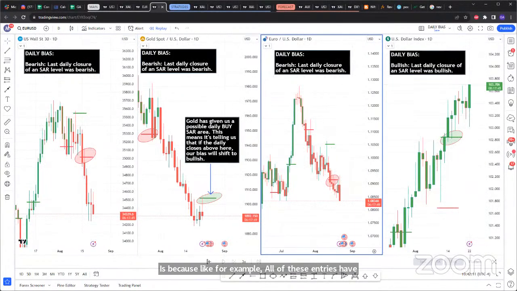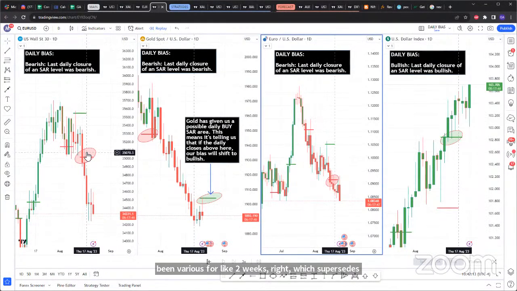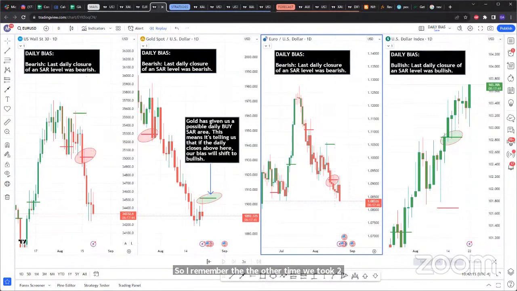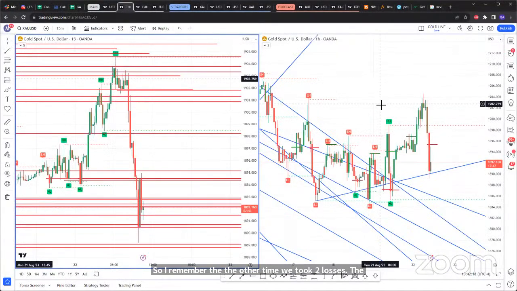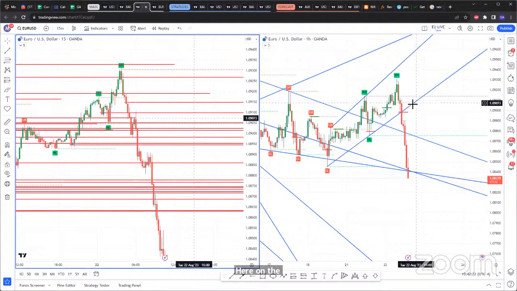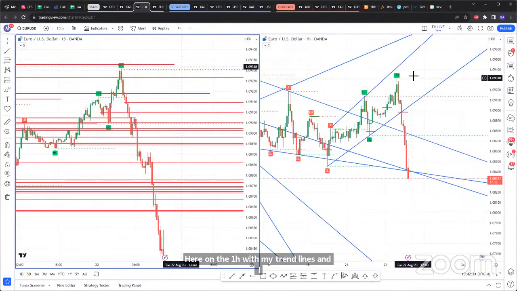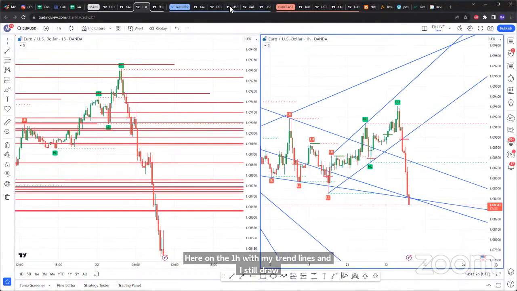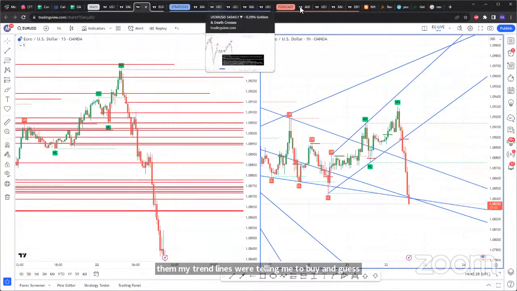So I remember the other time we took 2 losses, the daily bias was telling us to sell. But here, on the 1 hour with my trend lines, and I still draw them, my trend lines were telling me to buy. And guess what happened when we bought? Gold and US 30 immediately hit stop loss. So why would I just be gambling?